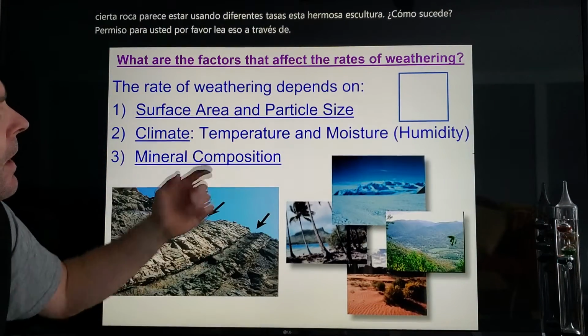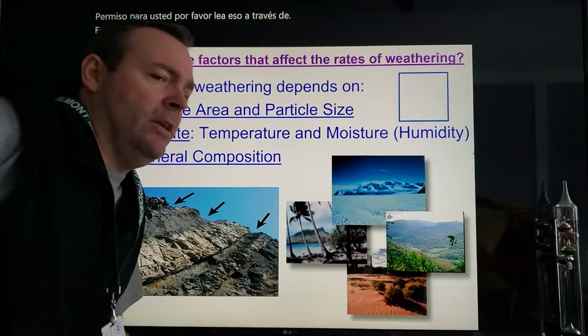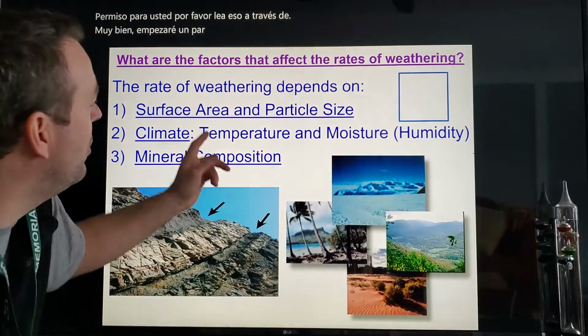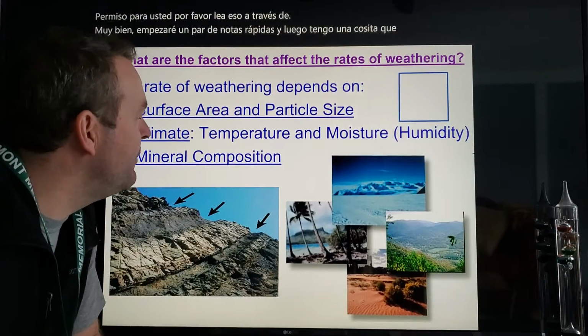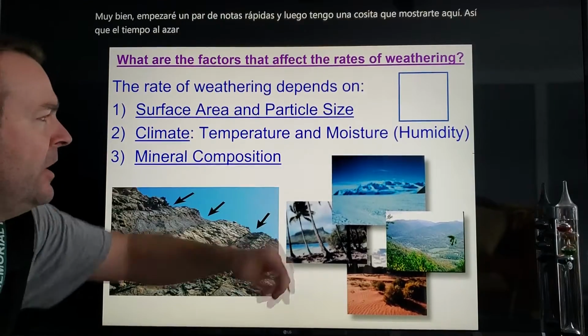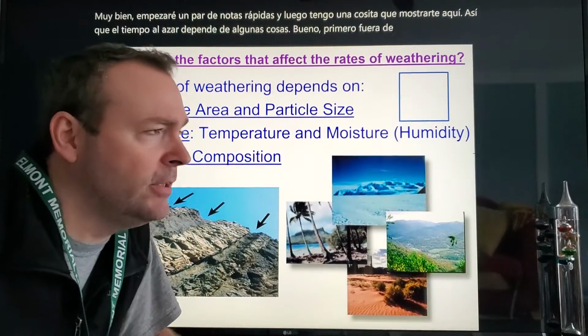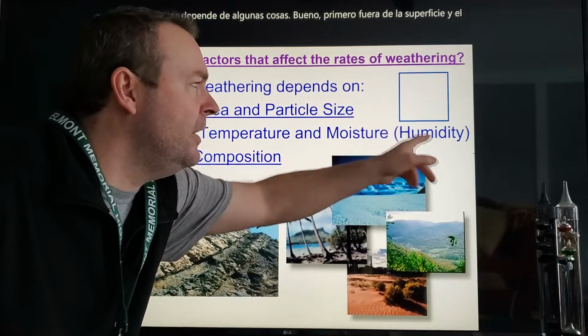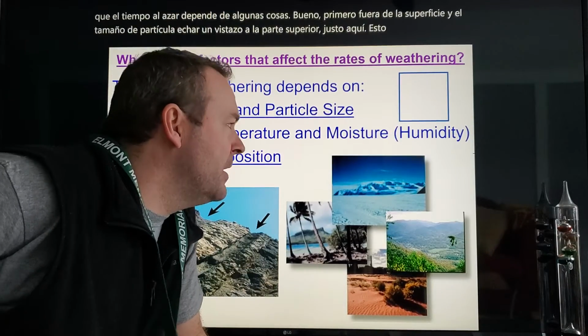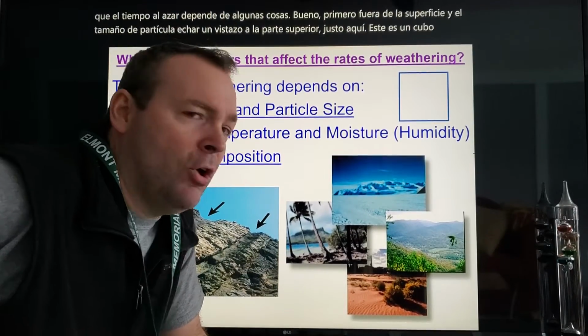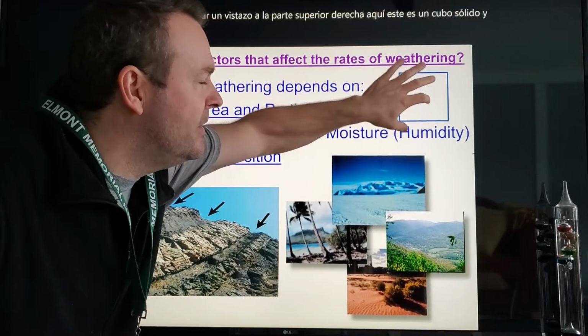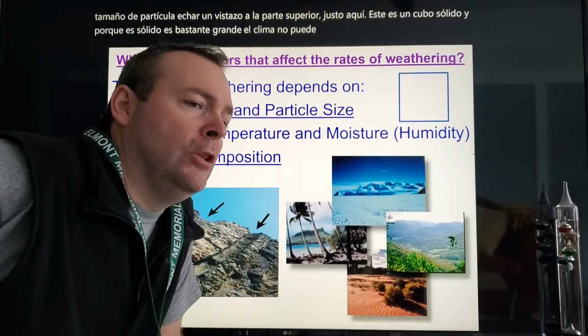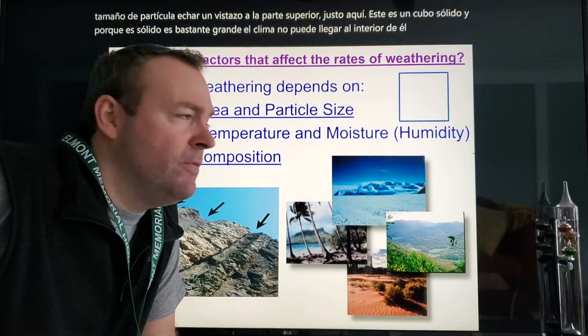All right. I will start out a couple of quickie notes, and then I got a little thing to show you here. So, rate of weathering depends on a few things. Well, first off, the surface area and the particle size. Take a look at the top right here. This is a solid cube. And because it's solid, it's quite large, weather can't get to the inside of it. It has a low surface area, so it's going to weather very slowly.